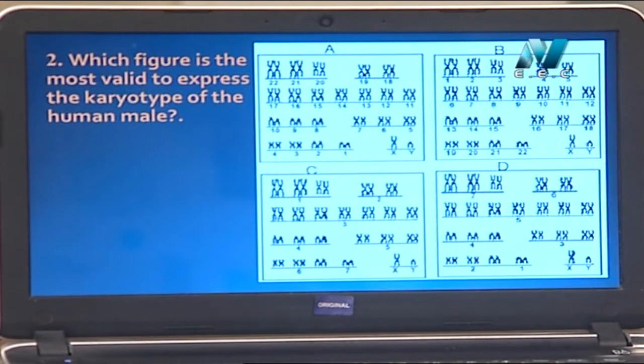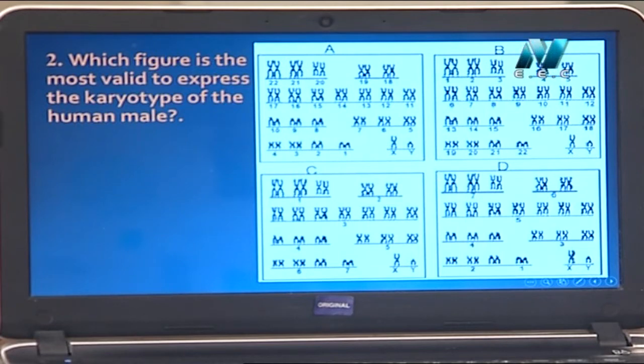Another question: which figure is the most valid to express the karyotype of the human male? Remember the karyotype of male and female. We define the karyotype as the arrangement of chromosomes descendingly according to their sizes. So number 1 must be the biggest one, and the last one must be the smallest one. But regarding the sex chromosomes, if they were put in their order, they would come after number 7. But because they are different from the autosomes, they are put at the end. So they are number 23.